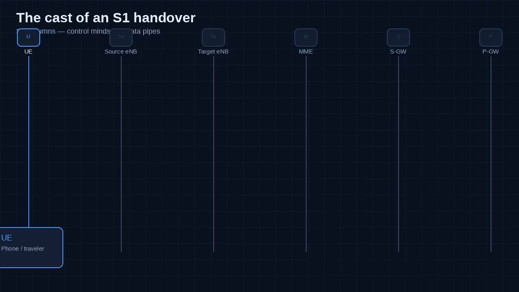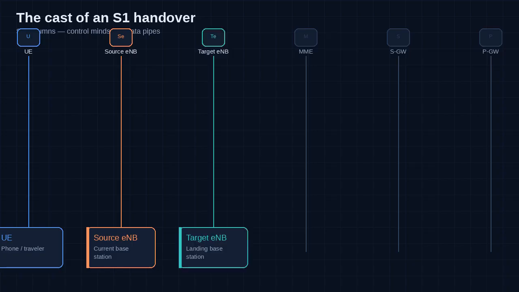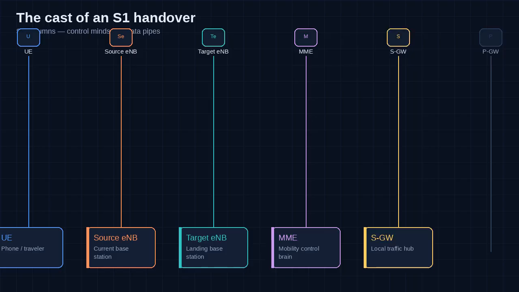Think of a traveler leaving one train station for the next, while parcels still need a corridor to keep moving. The traveler is the UE, your user equipment, the phone. On the radio side sit two base stations, the source ENB, where you are attached now, and the target ENB, where you are heading. Above the radio edge lives the core. The MME is the mobility brain. It steers control signaling for attachment, tracking area, and handover decisions.